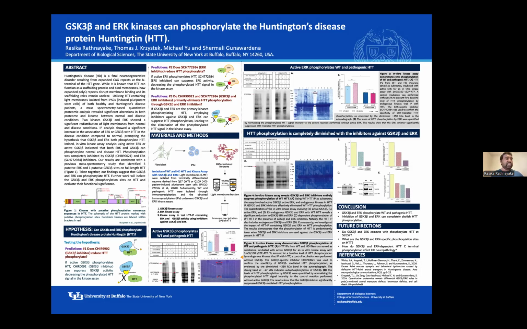With these findings, we are further attempting to determine what are the phosphosites on Huntingtin that ERK and GSK3 beta can phosphorylate. And also, we are planning to dissect the roles of these phosphorylation events on axonal transport using Drosophila genetics. That's it, and thank you very much, everyone, for giving this opportunity to me.